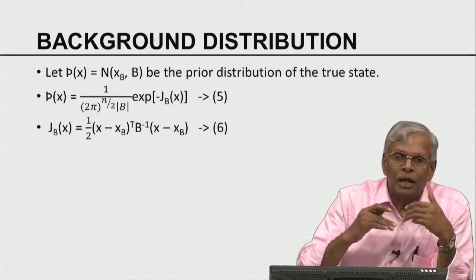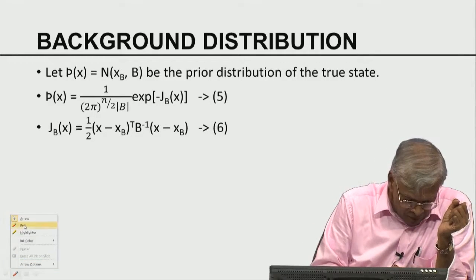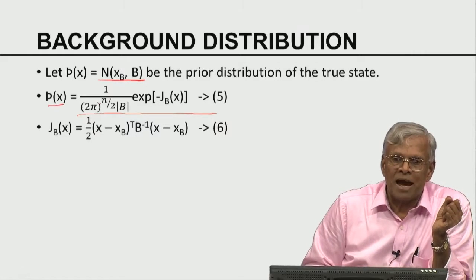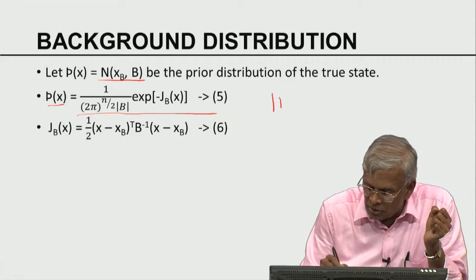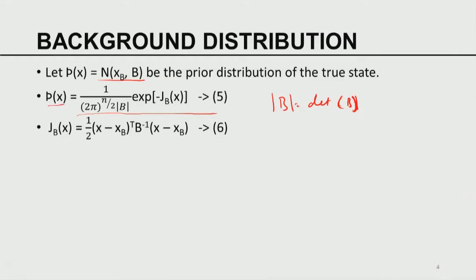For those of us who would like to look at the specificity of the distribution function, to say pfx is normal is to say pfx has this functional form: 1 over 2 pi to the power n by 2, times the determinant of the matrix B, times the exponential of minus JB of x, where JB is given by this quadratic function. Now, please understand, this kind of quadratic function we have seen several times over and over again. This JB looks like the least square criterion. This JB, which looks like the least square criterion, comes as an exponent to an exponential function. Look at this now. Least square was invented by Gauss.